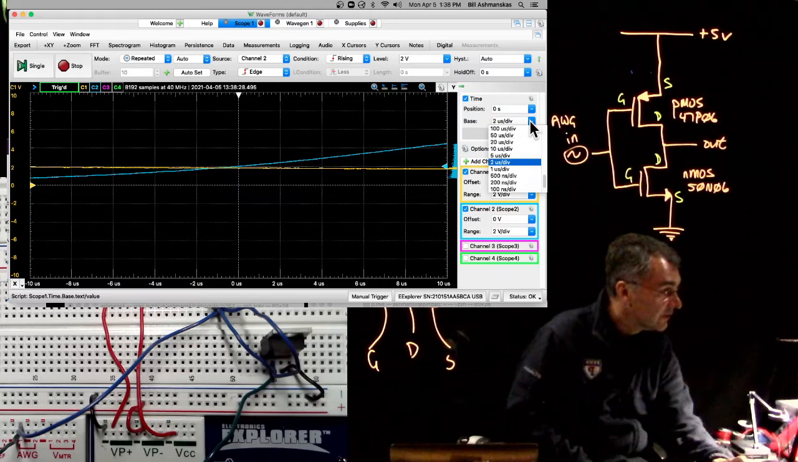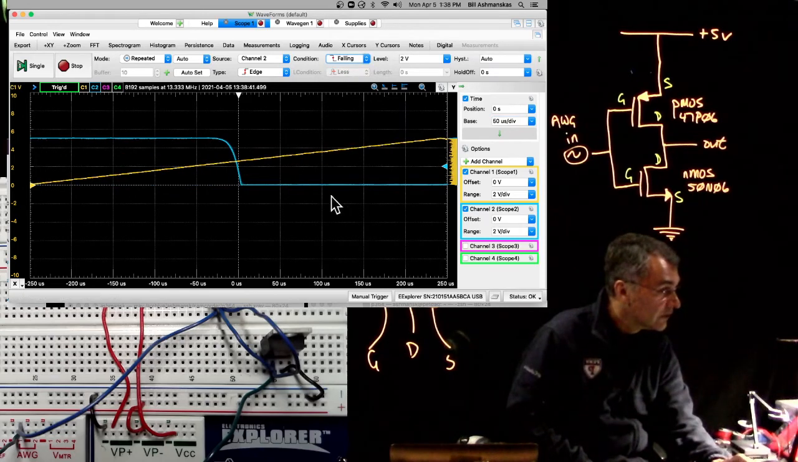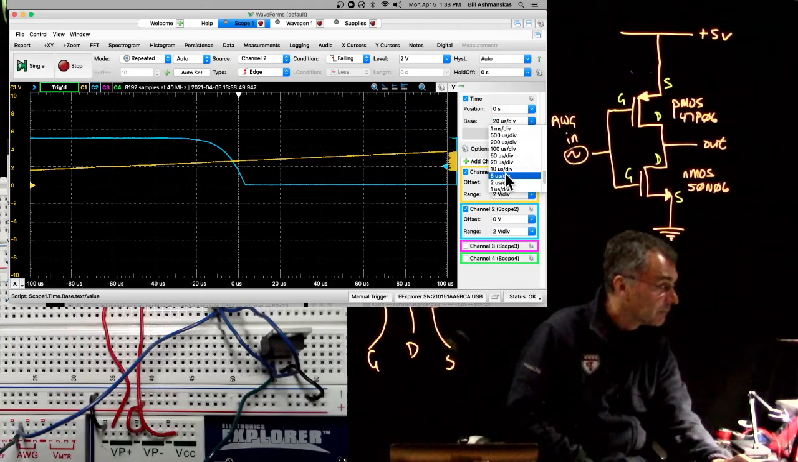Okay, yeah, I don't see anything weird there. And what if we do falling instead of rising? Yeah, I don't see anything weird there. So you see, we don't see that gate plateau effect.